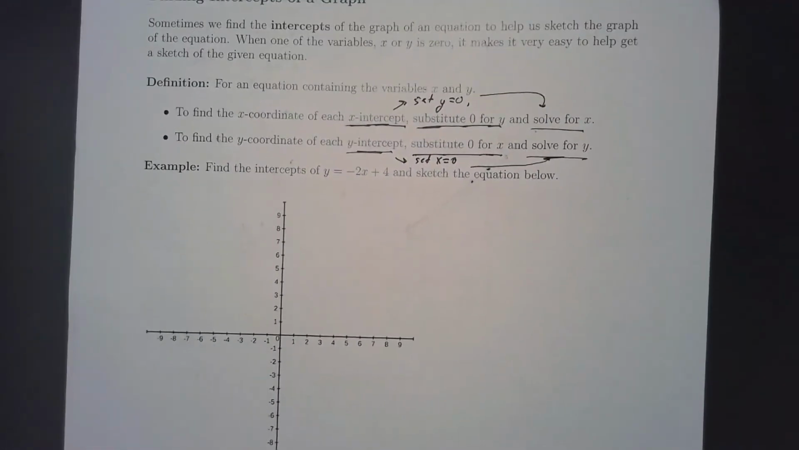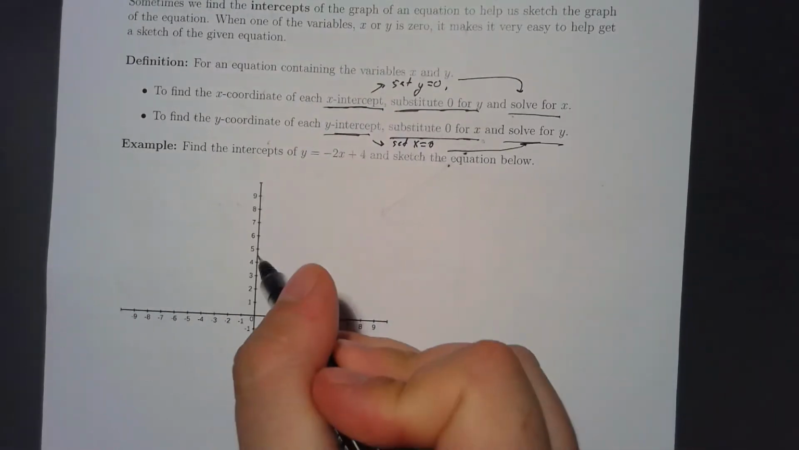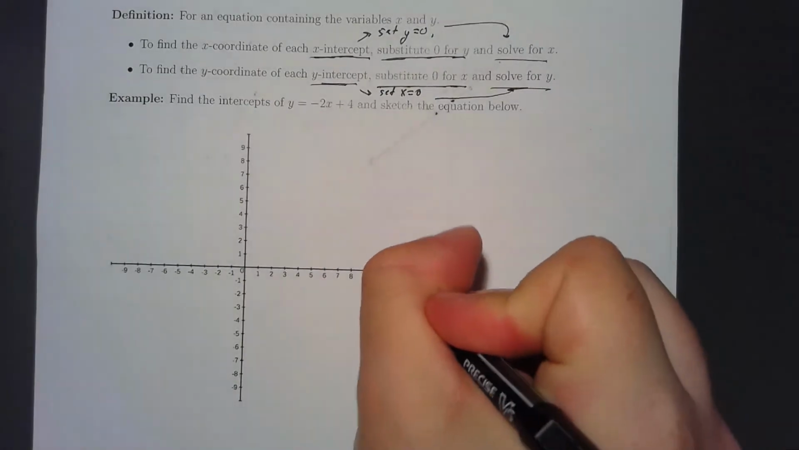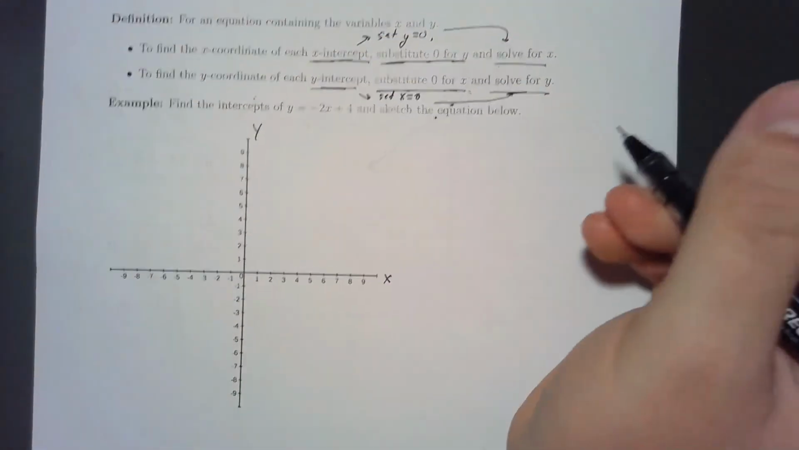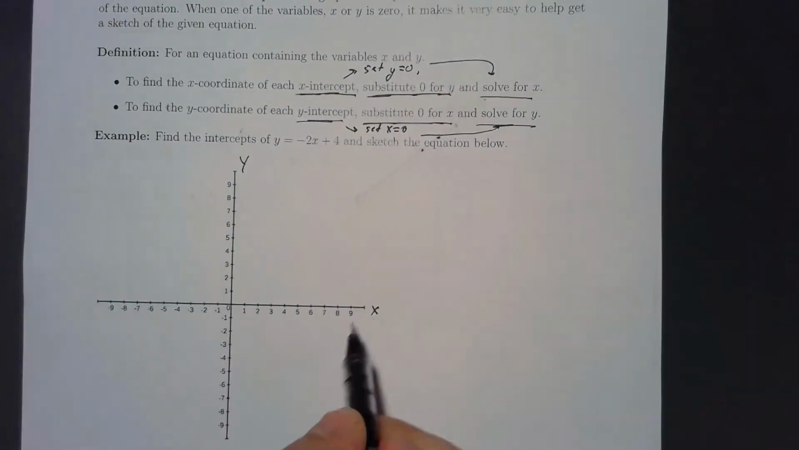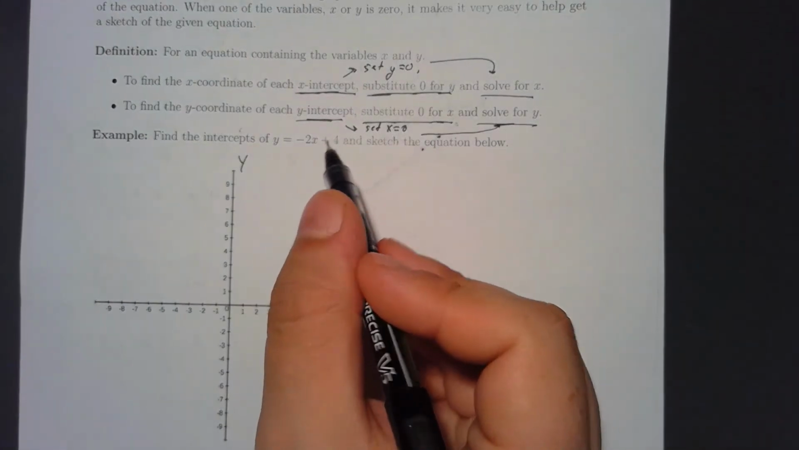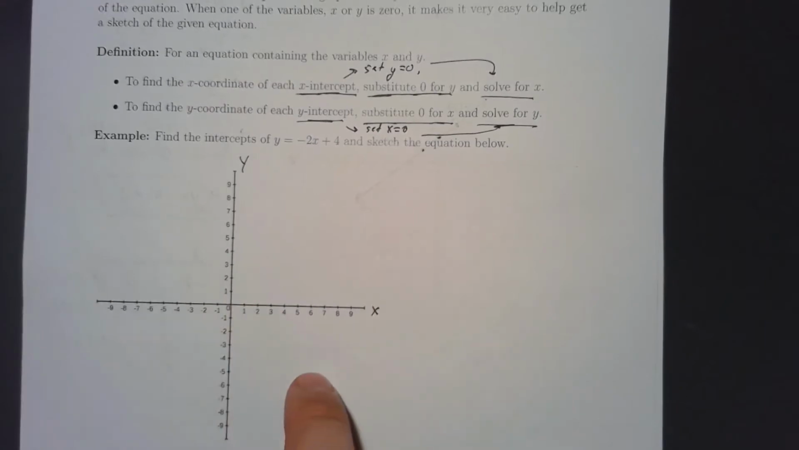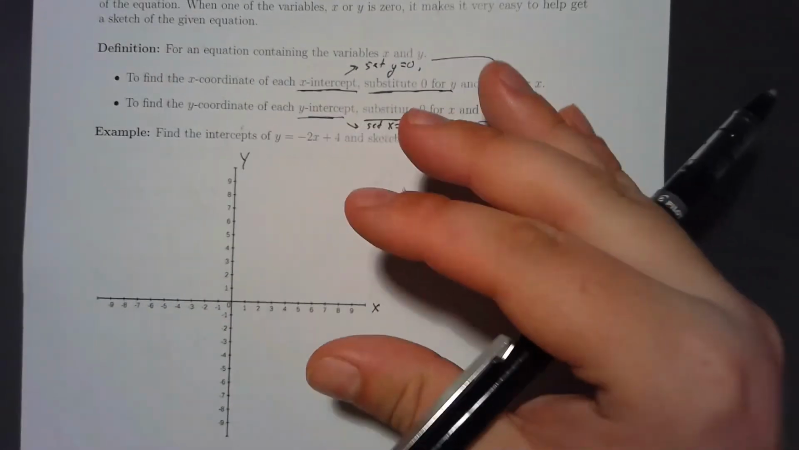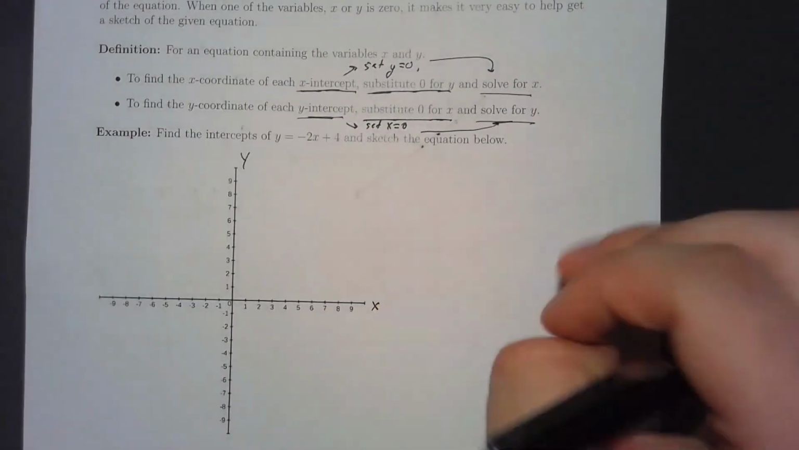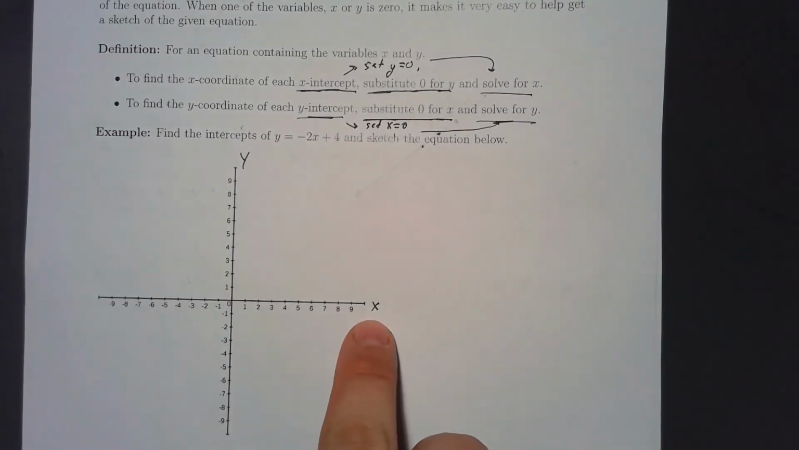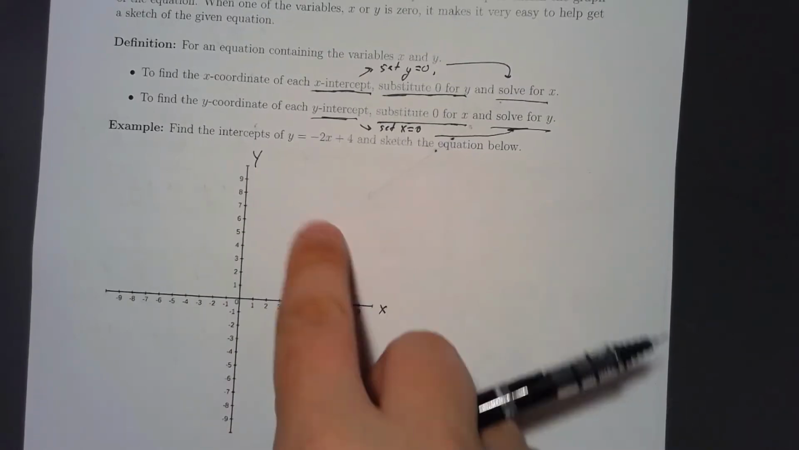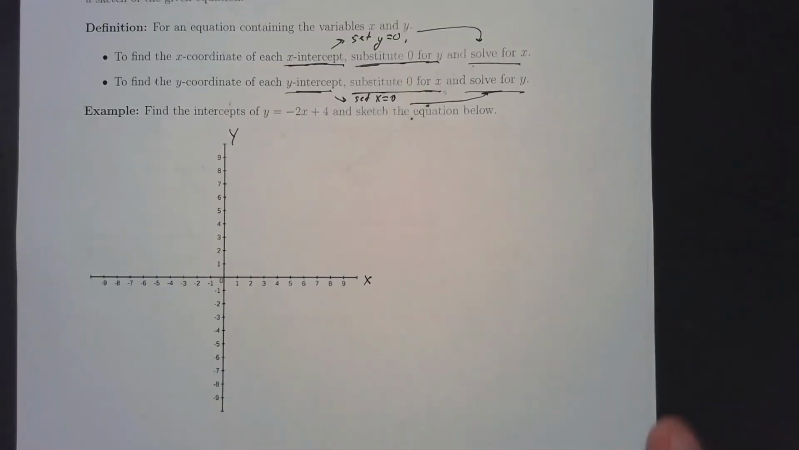And the intercept is just the point where the graph crosses the axis. So this is the x-axis, that's the y-axis. The x-intercept for this equation is the point where the graph crosses the x-axis. How do I find it? You set y equal to 0. Similarly, to find the y-intercept, you set x equal to 0 to find out where it crosses the y-axis. That's it.